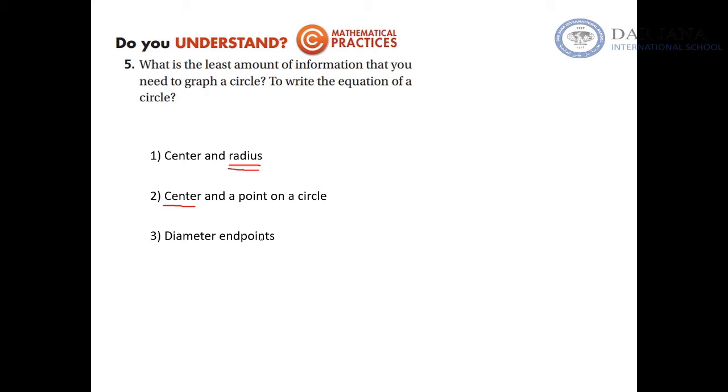Now, number 3 will be a very rare event in this lesson, but it is still possible with two diameter endpoints. It means if I have a circle, this point and this point that form the diameter are enough for me to draw the circle, because I can find the center, which means I can find the radius, which means I can draw the circle or write its equation.